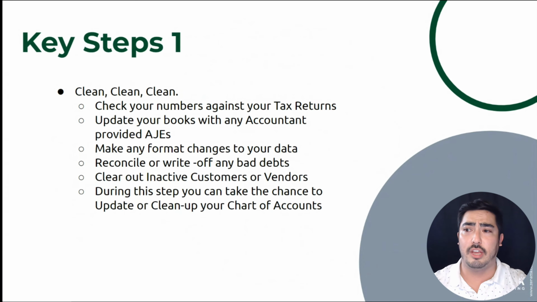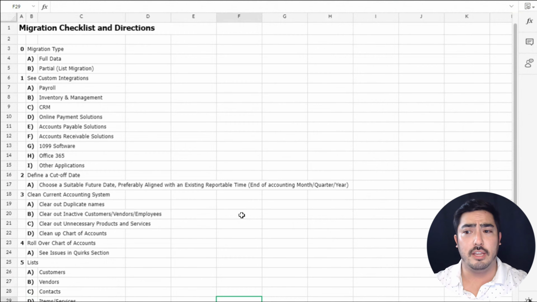This is the most important step since garbage data in is going to be garbage data out, and it's going to really be the most pivotal step in your migration. As part of the cleaning process, you'll also want to plan out exactly what you're doing with your migration. I provided a checklist and some directions on how to go about it and what order you'll want to complete the migration in. I provided a link to this document in the description below. You'll be able to download this and use this as a guideline as well.